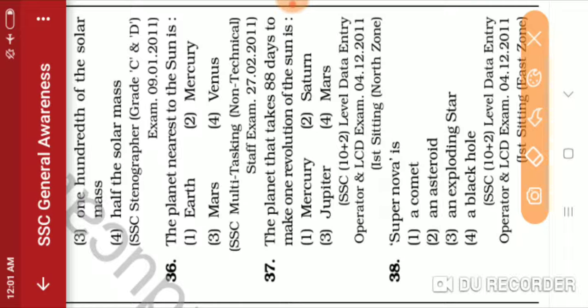Number 36. The planet nearest to the sun is. So the planet which is nearest to the sun is of course Mercury, then Venus, then Earth, then Mars. Okay. Next question is that the planet takes 88 days, of course Mercury. Supernova is, oh, this is a good question. What is supernova? Supernova is an exploding star. When a star is dying, then a supernova is created, in which a big blast takes place.